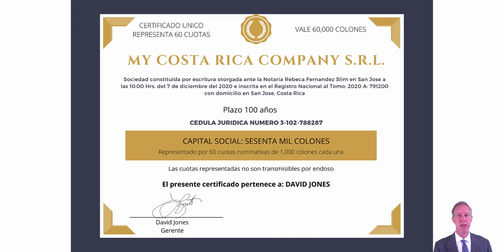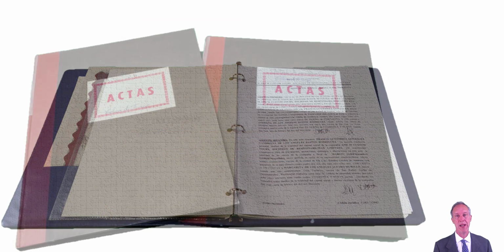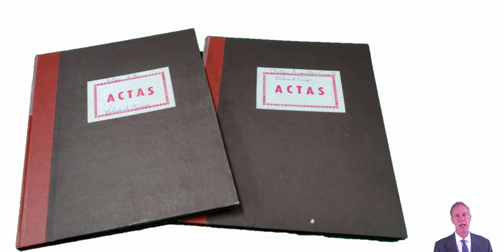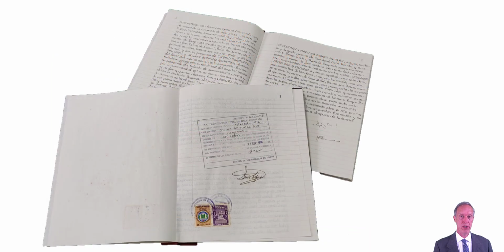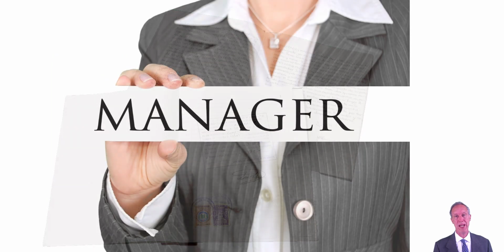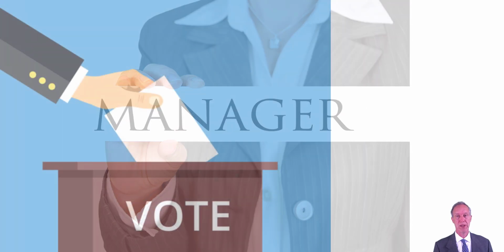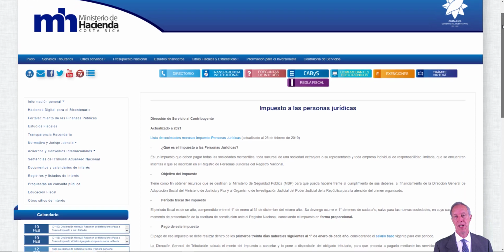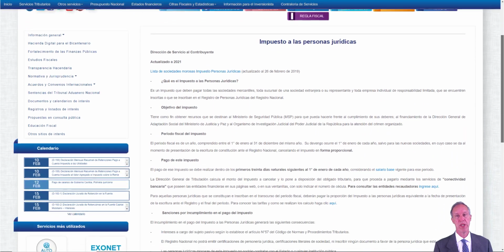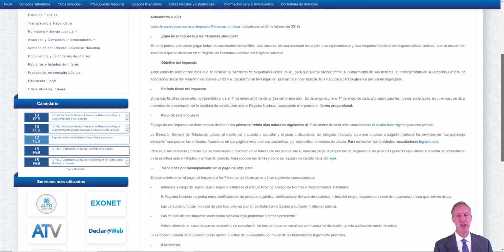In the past few months, I've been receiving numerous inquiries, questions about how do I set up a Costa Rica company? I already have a company. How do I structure it well? How do I change the board of directors, the managers? What about the shareholders? How do I pass the stock? All types of questions, also about how to stay compliant with the current Costa Rican government regulations.